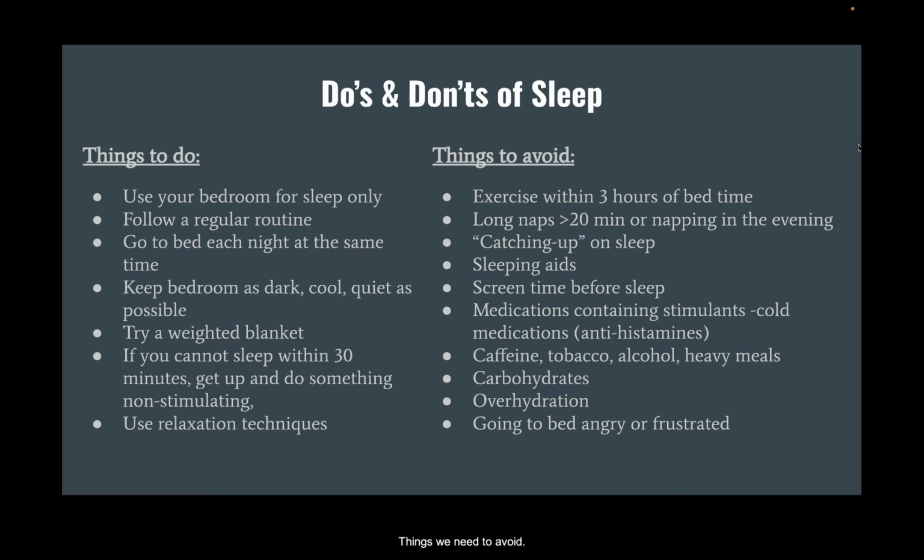Things we need to avoid. These are extremely, extremely important for you to remember. I'm just saying, right? So things to avoid include exercising within 3 hours of bedtime, taking long naps of greater than 20 minutes, or napping in the evening, because that's going to mess up the circadian rhythm. Catching up on sleep, right? You're like, okay, I didn't sleep last night, so I'm just going to catch up and sleep all day, right?